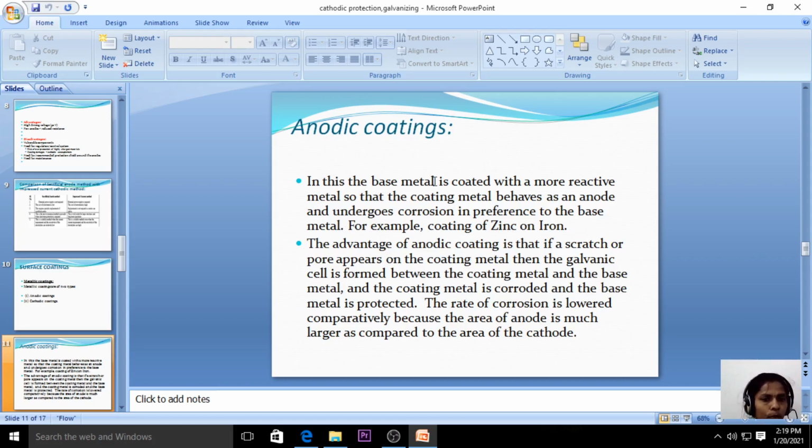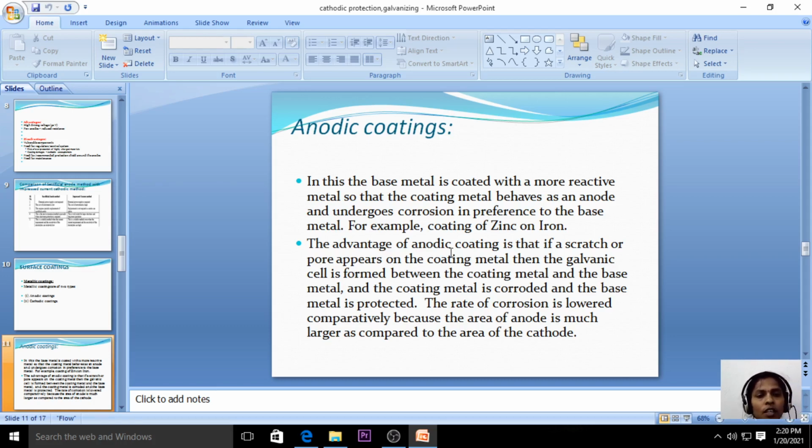In this, what is meant by the base metal? The base metal is the metal which is going to be protected. So in this, the base metal is coated with a more reactive metal. A more reactive metal is the metal which is at the top position in the electrochemical series, so that the coating metal behaves as the anode and undergoes corrosion in preference to the base metal. Compared to the base metal, the other metal is highly active, so it acts as the anode and the base metal acts as the cathode. The top metal in the electrochemical series undergoes corrosion and the base metal is protected from corrosion.